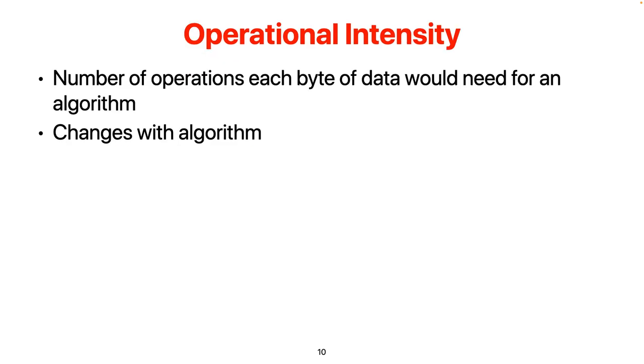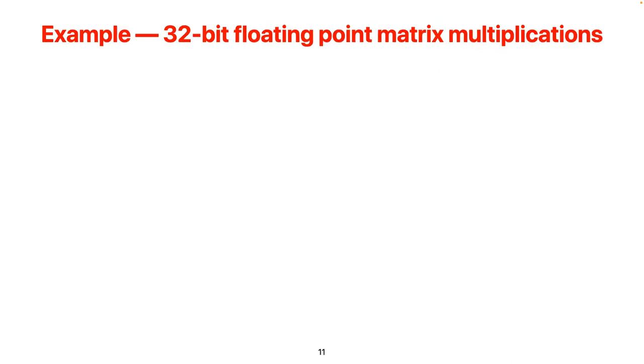The first thing I would like to say is this: we talk about how many operations per byte we need. If you have read the paper, this is essentially the operational intensity of your algorithm. It's the number of operations each byte of data would need for running an algorithm. And because it's based on the algorithm, when you change the algorithm, the operational intensity per byte would change.